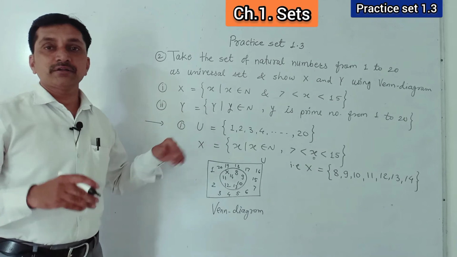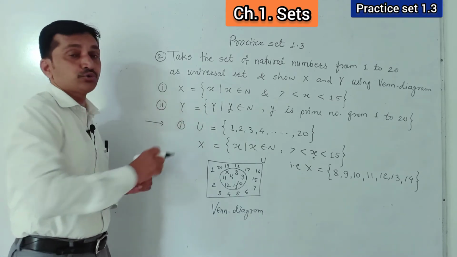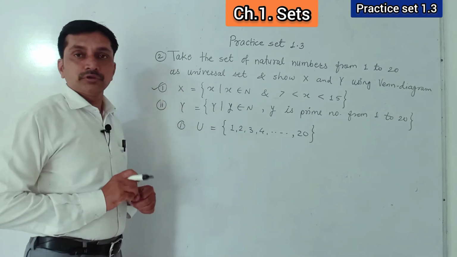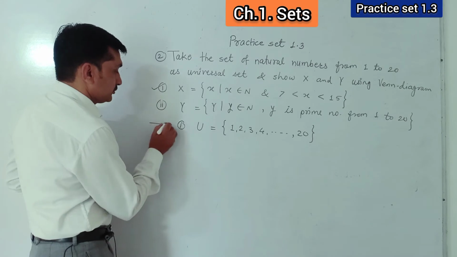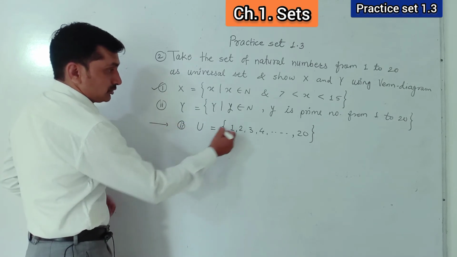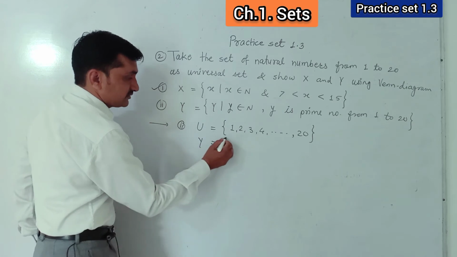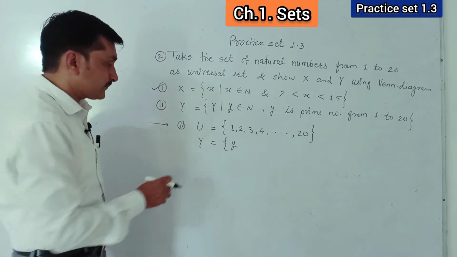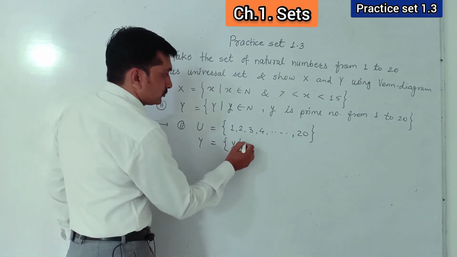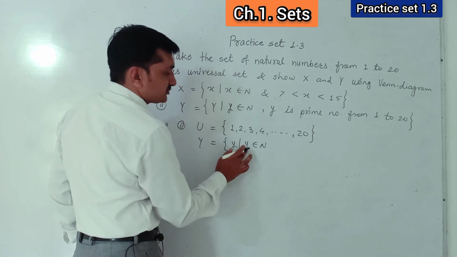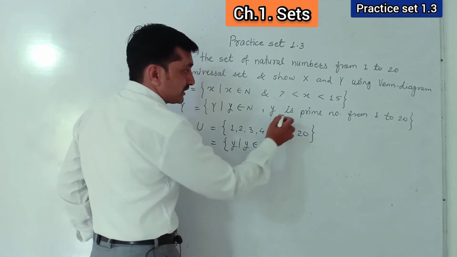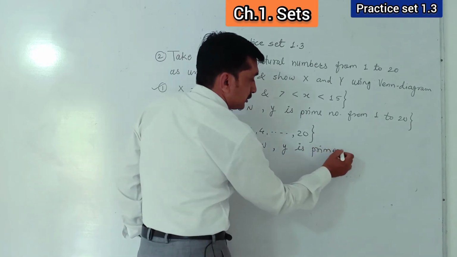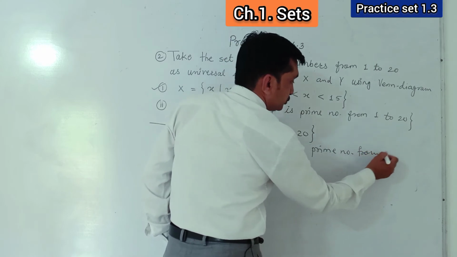Again, the second set is Y. Let's see how to show set Y by Venn diagram. Here again I write U, 1 to 20, the universal set. Now Y is the set of all y. The name of the set is represented by a capital letter and here y is small. y belongs to N means y is an element of the natural numbers, but not all natural numbers, the condition is here: y is a prime number from 1 to 20.